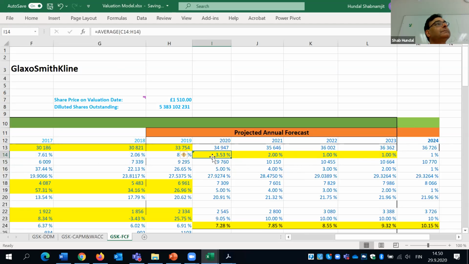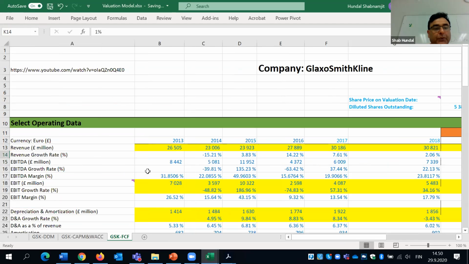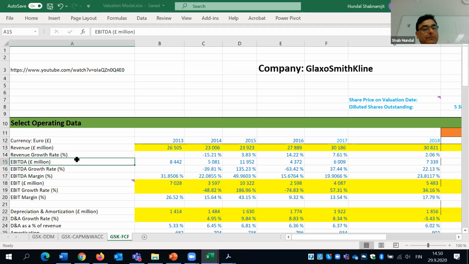Something like this. But I chose 3%. Even though 3% is not far away from my estimate, I still chose 3%. So like this. And then we have the EBITDA, the earnings before interest, tax, depreciation, and amortization. And this number is 8442.